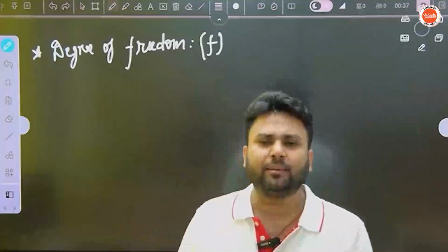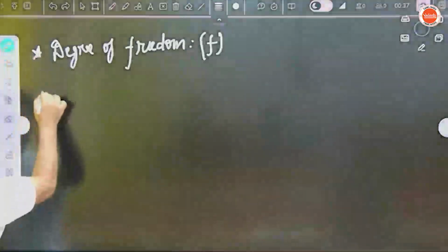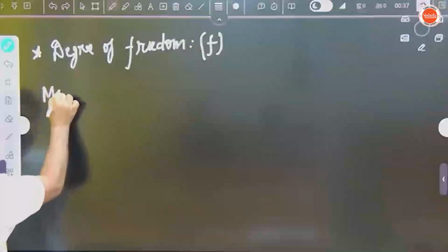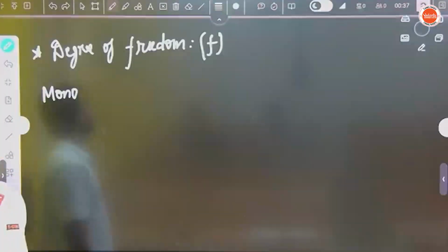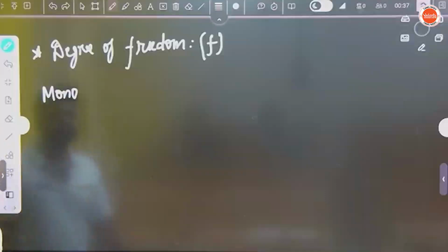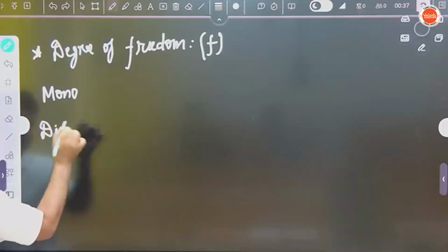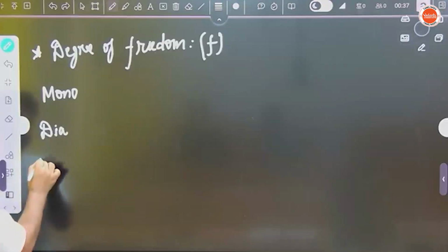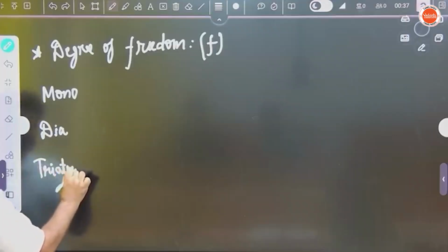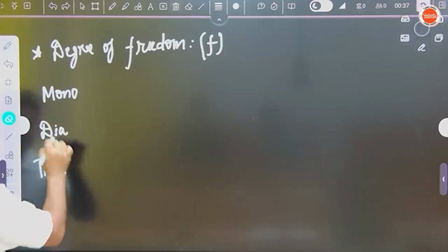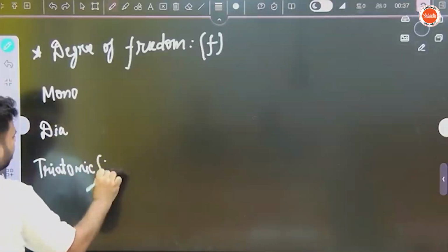We are not going into much depth, but you just remember, we have different types of gas. Monoatomic means helium, argon. Then we have diatomic, oxygen and all. Then we have triatomic, but whose shape is linear.